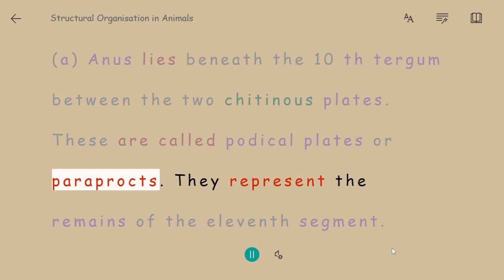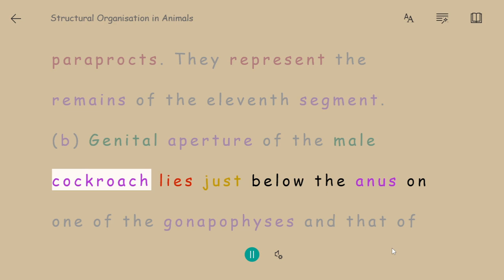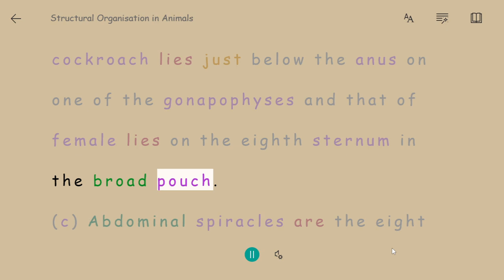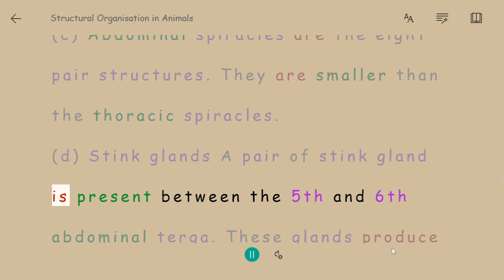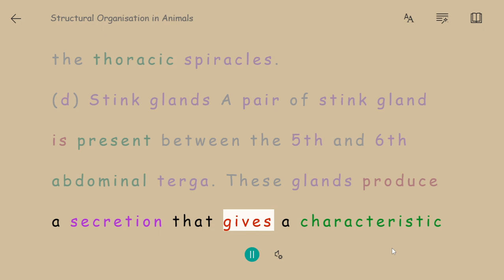B. Genital aperture of the male cockroach lies just below the anus on one of the gonapophyses, and that of female lies on the 8th sternum in the broad pouch. C. Abdominal spiracles are 8 pairs of structures. They are smaller than the thoracic spiracles. D. Stink glands. A pair of stink glands is present between the 5th and 6th abdominal terga. These glands produce a secretion that gives a characteristic stinky smell.